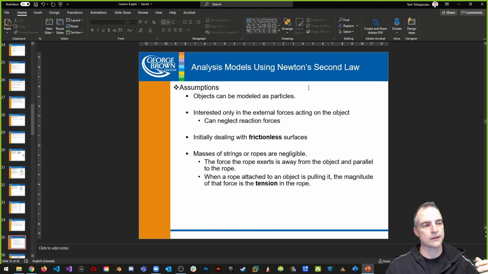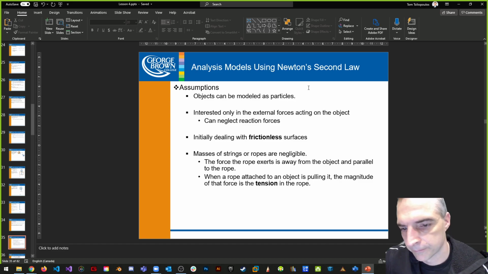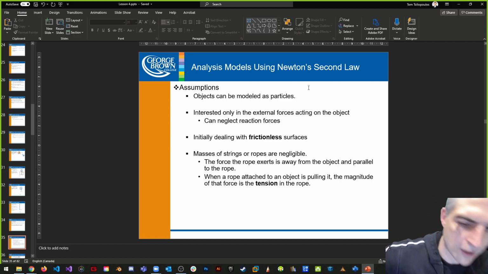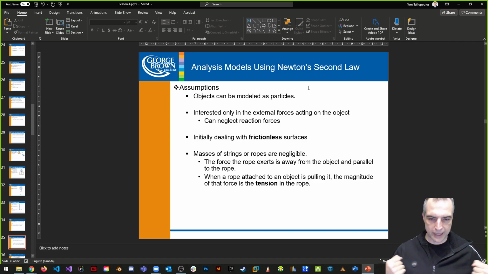It has a static friction that has to be overcome before it starts to move. We're going to talk about that later on. The other thing that we want to talk about is this idea of the tension. Tension forces are going to be equivalent.